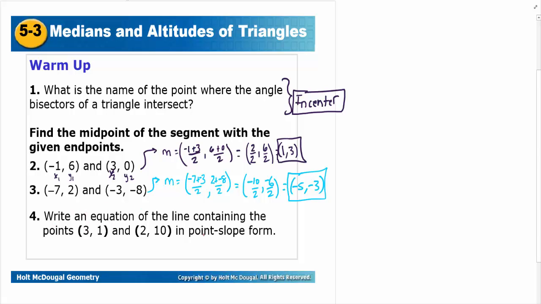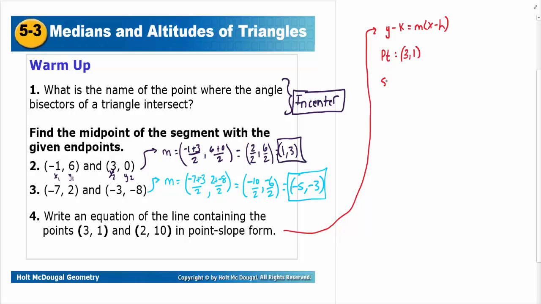Number 4, write an equation of the line containing the following points in point-slope form. So in this one, just so you know, I'm going to come up here, and you know your point-slope form. Again, I like to use the h and the k, so I'll go y minus k equals m times x minus h. And I'm going to use my point, this will be your h, k. I'm going to call it 3, 1. You can use either point. I just use 3, 1 because the numbers are smaller.